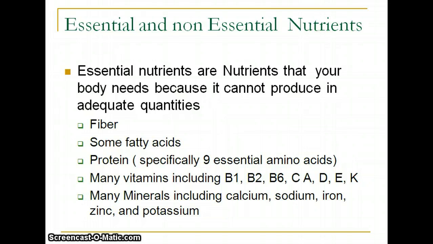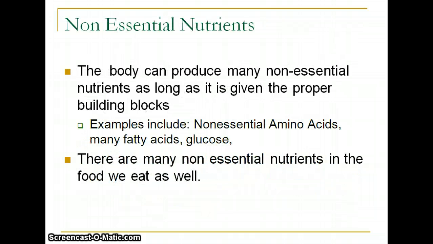Okay. So another way we can divide them up is essential and non-essential nutrients. So essential nutrients are things that you can't make. Your body can't make it. You need to eat it. Some examples of things that are essential are fiber, some fatty acids, some amino acids, lots of vitamins, as well as minerals. Okay, non-essential are things that you can make as long as your body's given the proper building blocks. So non-essential amino acids, fatty acids, and glucose are just a few examples of those things. So there are many non-essential and essential nutrients in the foods that we eat.